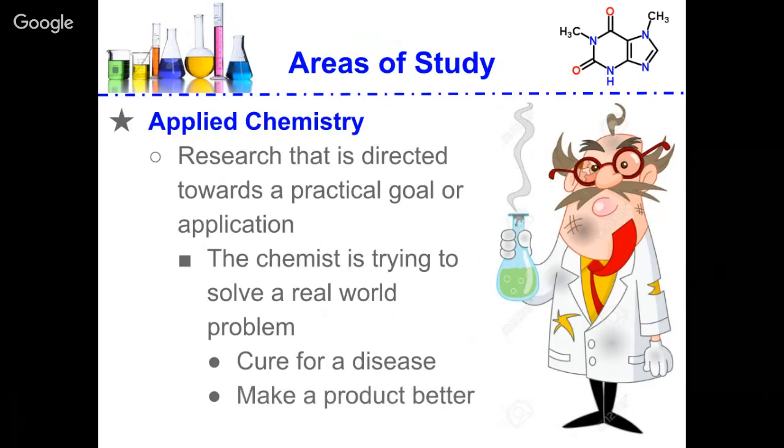Another thing would be if we had a product. For example, when you go down the laundry detergent aisle in the supermarket, there's many different formulas for laundry detergent. And that is because some have found over the years that some laundry detergents fade your clothes. So chemists take that detergent and they make modifications to that detergent so that they do not fade your clothes anymore. That is applied chemistry. We're trying to solve a problem.